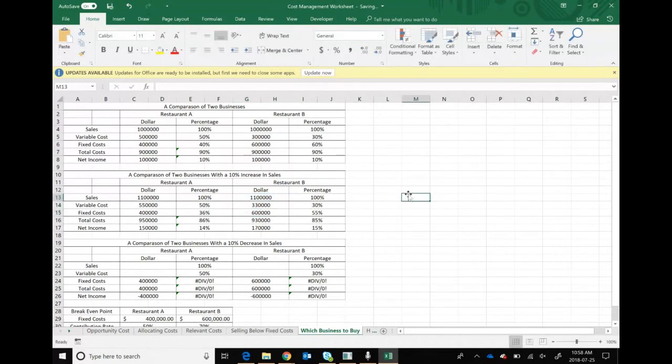There we go. So you'll notice between the two here, both restaurant sales increased by 10%, but the restaurant that had the higher fixed costs, or higher operational leverage, has the higher operating income. And the business that had the lower fixed costs, sorry, the higher variable costs, had the lower operating income. Why do you think that is?